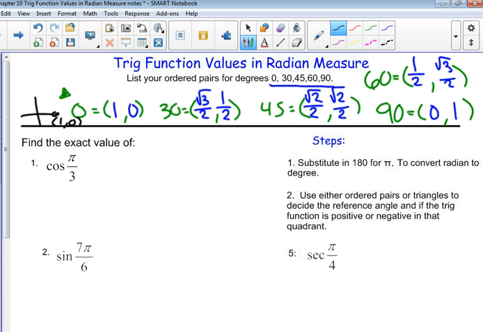Okay. Now, we're also going to have to remember some things about our positive, negative quadrants.